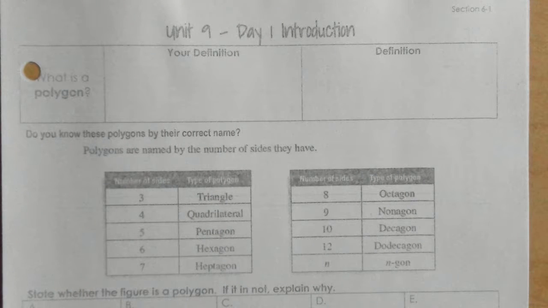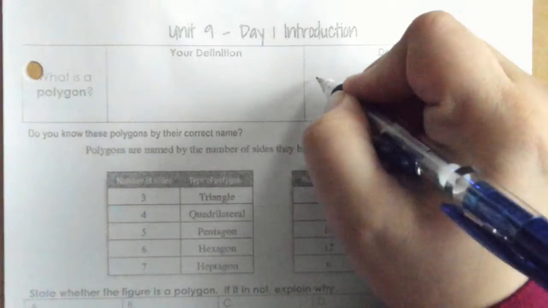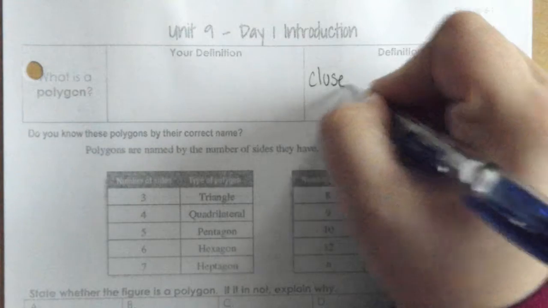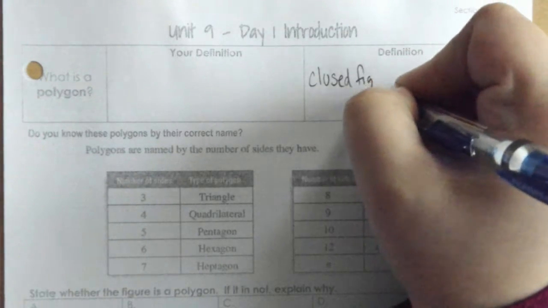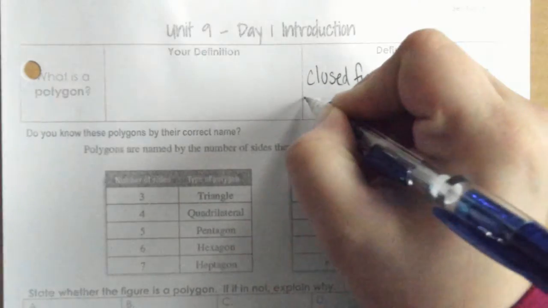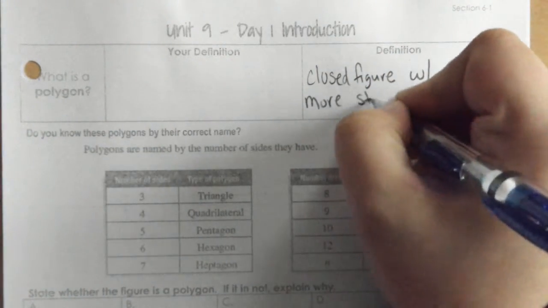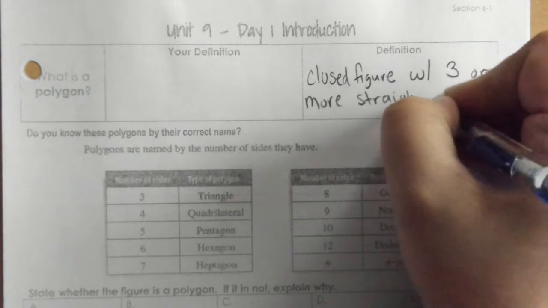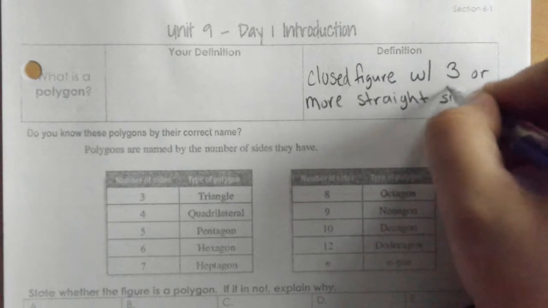For Unit 9, Day 1 Introduction, I wanted you just to come up with your own definition of a polygon. If this was done in class, I would have you write down your definition, and then we would speak out about the different ways you came up with what is a polygon. For this, I'll just tell you that a polygon is defined as a closed figure with 3 or more straight sides.